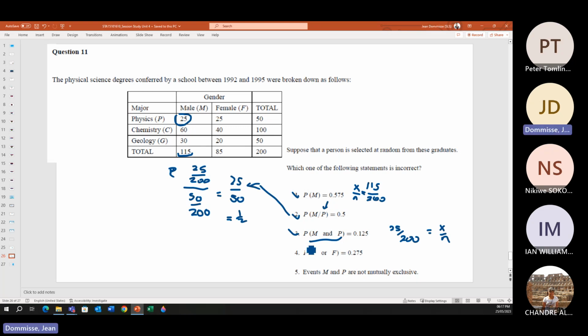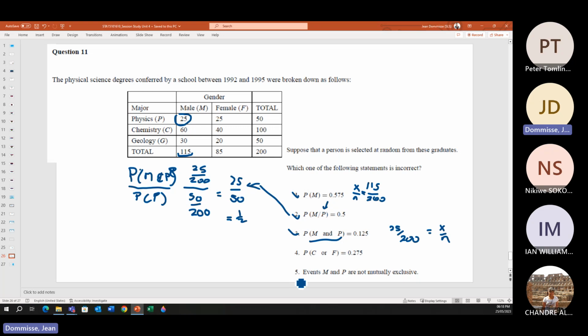Okay, so that one was also correct, but again, we looked at the formula that it is the probability of M and P, divided by the probability of P. That is how it would have been if we looked at the formula: probability of being male and having physics divided by the probability of physics.